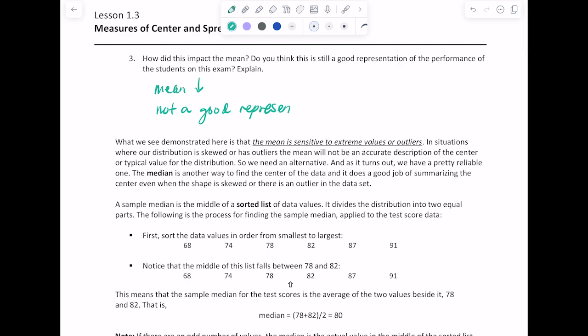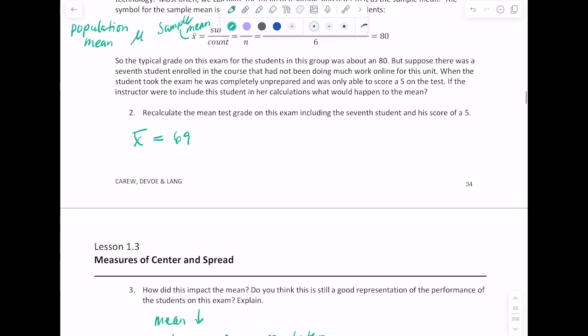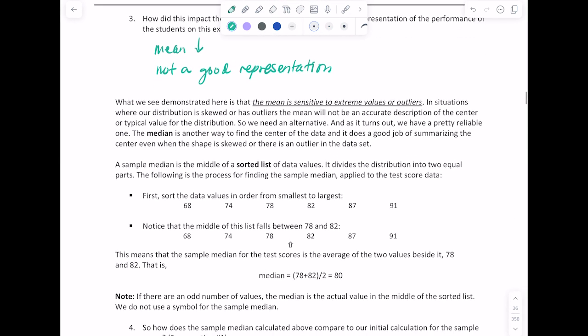Because if you look at the test scores, again, we have 1, 2, 3, 4, 5 students out of the 7, now including student number 7 that got the 5, that actually got a C or higher, but the average is a D. So that's not very accurate. So we need to look at another measure of center, and that would be the median, okay?